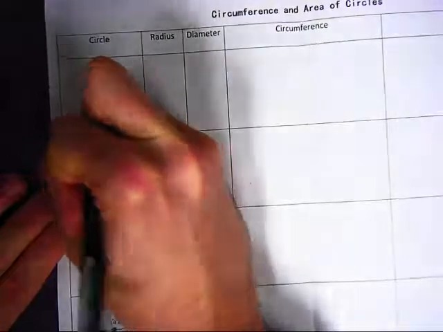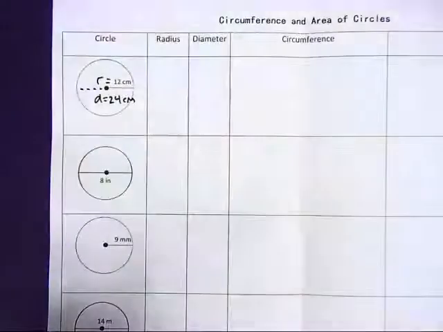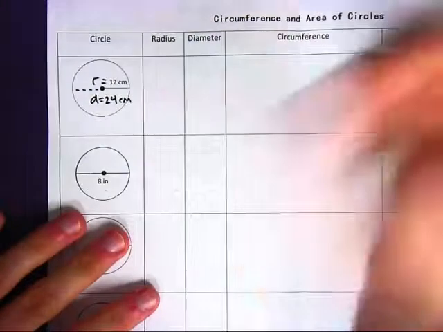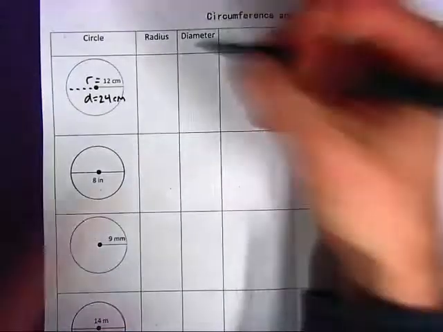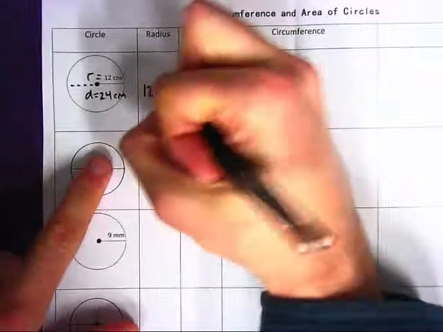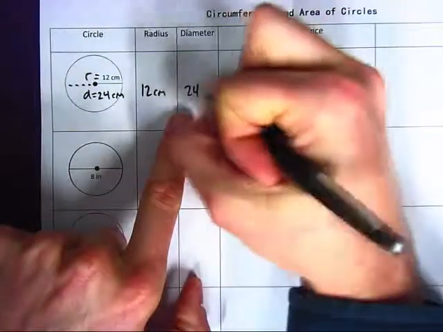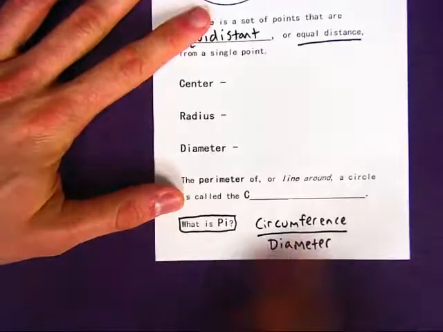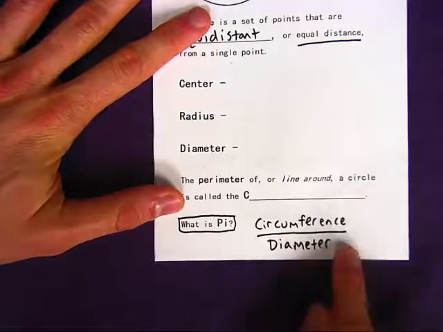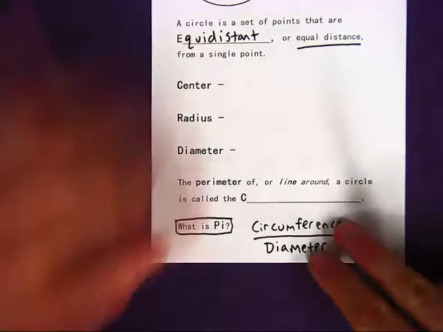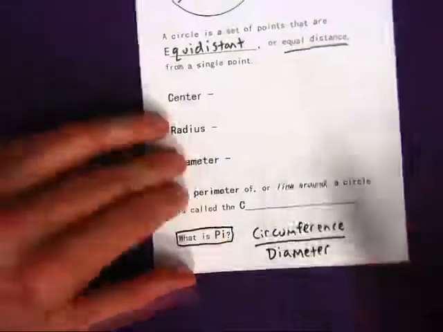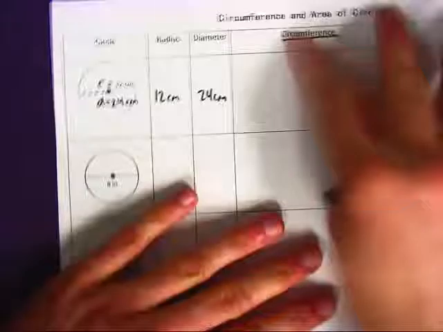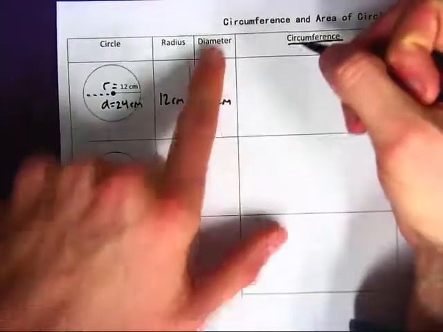I always like to have all of the information on the circle, and what I'm being asked to find determines what I use. So the radius is 12 centimeters, the diameter is 24 centimeters. To find the circumference, remember, pi is the circumference over the diameter, right? So we need diameter, circumference, and pi. It's almost like a triangle. There's a relationship between the three. If we wanted to find the circumference, we could use the diameter and pi.